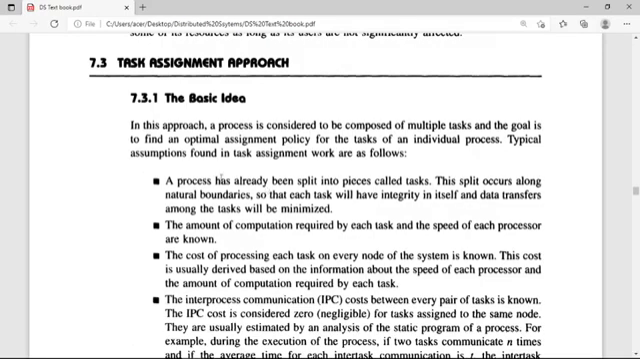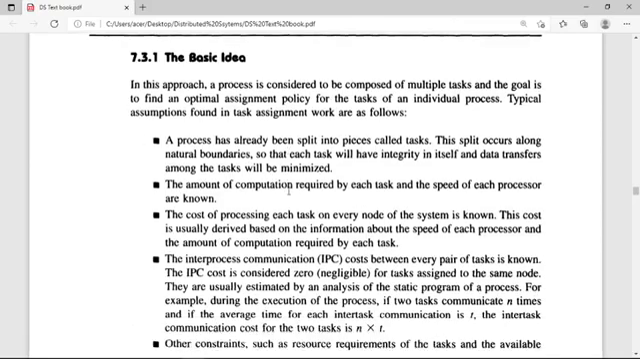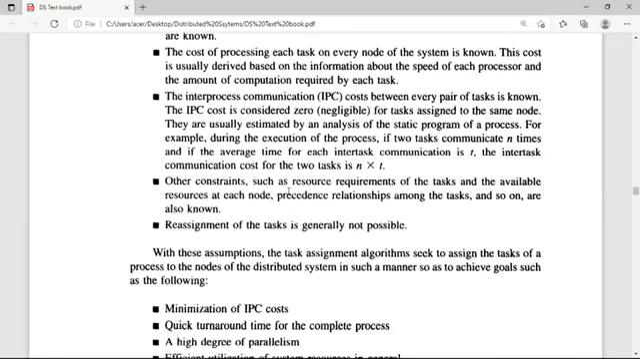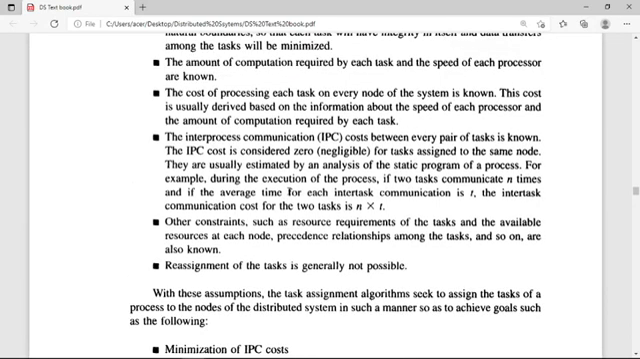The basic idea behind this task assignment approach is that it assumes the process has already been split into pieces. One process, P1, is divided into, for example, 6 small pieces: task 1, task 2, task 3, task 4, and so on. Those small pieces are called tasks. It also ensures the data transfer among the tasks will be minimized.